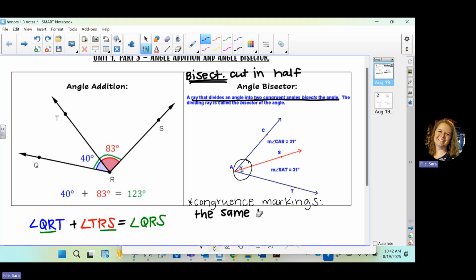So if you have the same number of tick marks on parts of an image or figure, then those two parts are congruent. For angles, it could just be the same number of arcs.